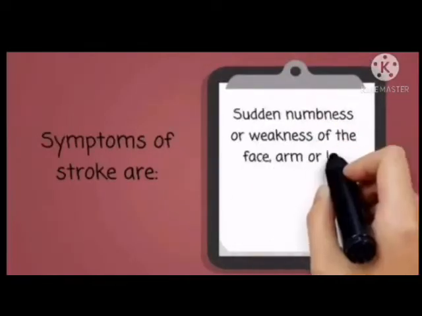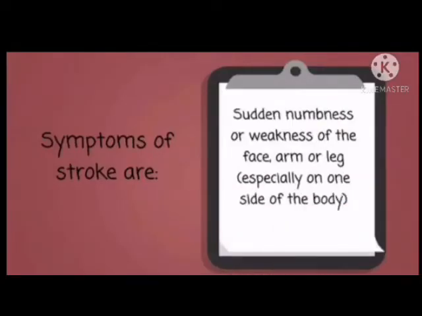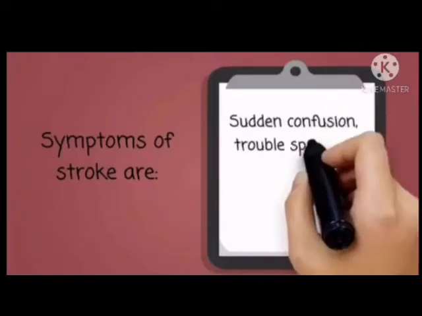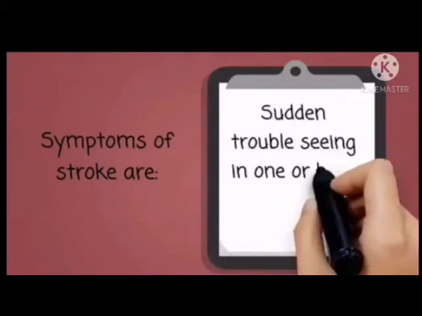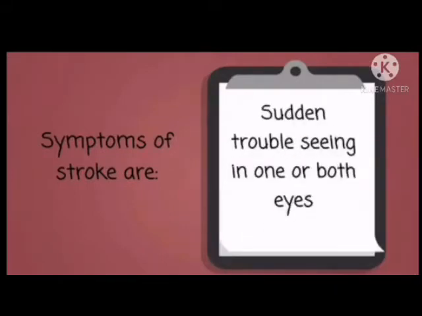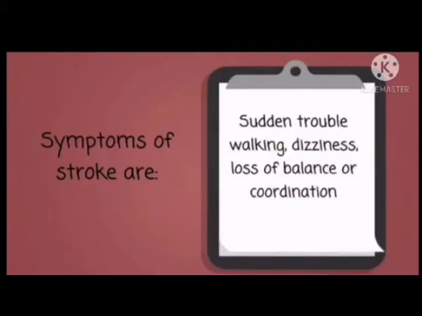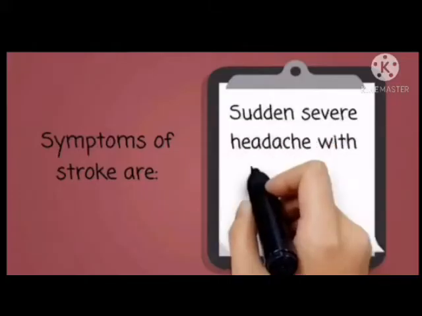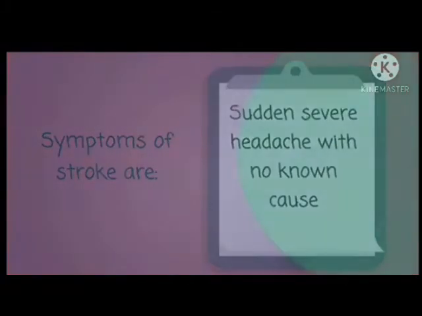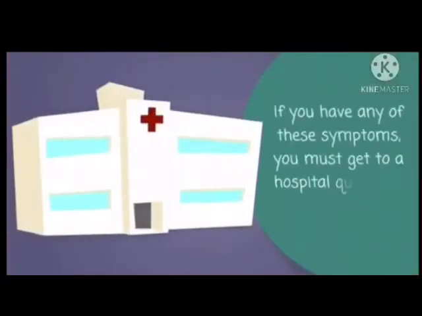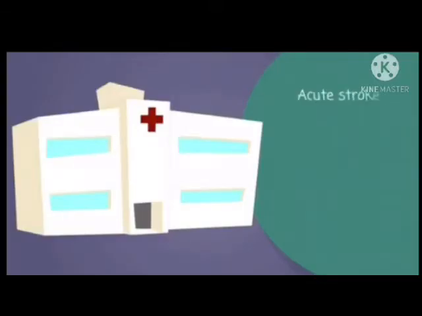Symptoms of strokes are sudden numbness or weakness of the face, arm, or leg, especially on one side of the body. Sudden confusion, trouble speaking or understanding speech. Sudden trouble seeing in one or both eyes. Sudden trouble walking, dizziness, loss of balance or coordination. Sudden severe headache with no known cause. If you have any of these symptoms, you must get to a hospital quickly to begin treatment.